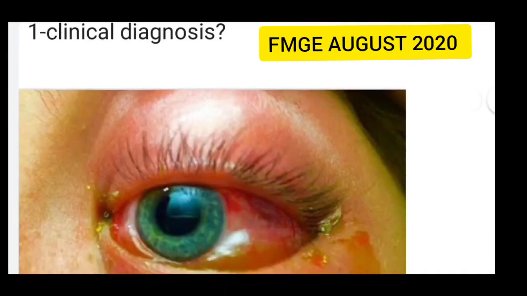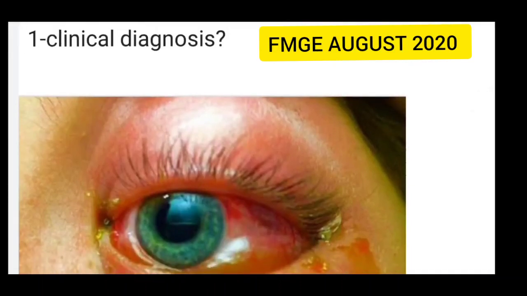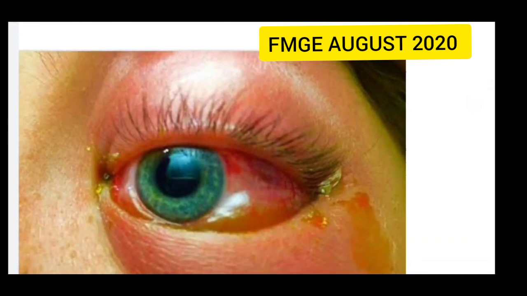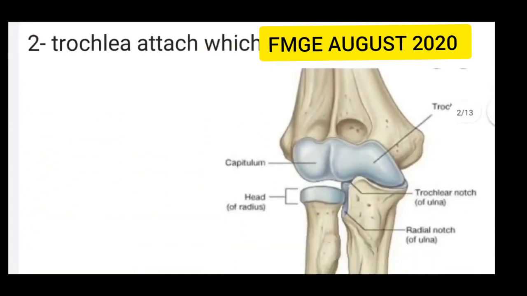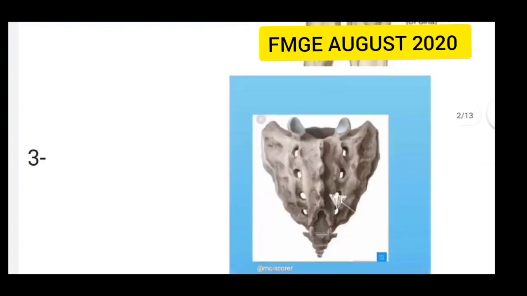The first one is they have asked for the clinical diagnosis. You can see this is the orbital inflammation, and the condition is called orbital cellulitis. Next image with the question: the trochlea attaches to which part of the ulna? The trochlear notch of the ulna.